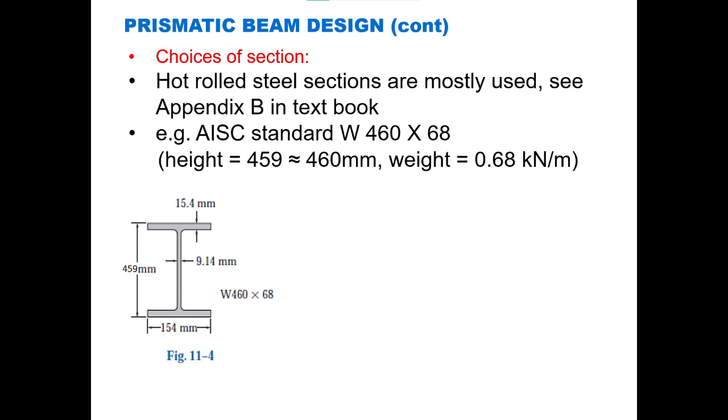Okay, the flange looks like this. Thickness of the flange is 15.4. Thickness of the web, this portion is called web. This is called flange, top flange, bottom flange. Thickness of the web is 9.14 mm. And this is called the section. What section means? You have to say like this, W460 times 68. Right.